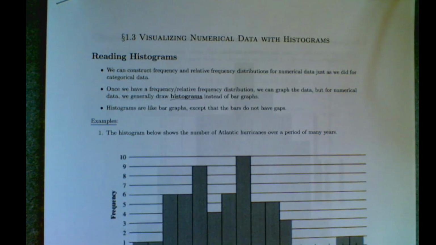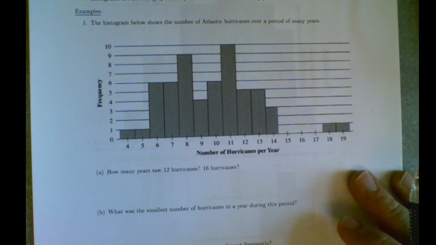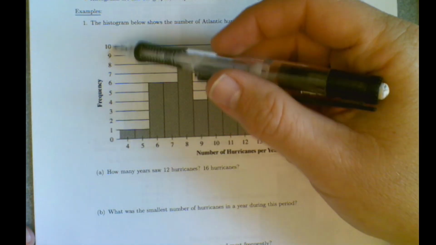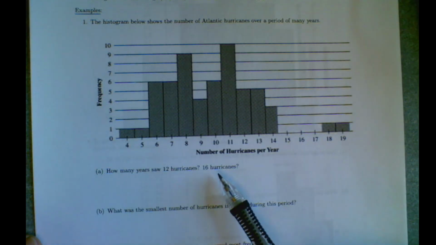So let's just practice reading these. Here's an example. It says the histogram below shows the number of Atlantic hurricanes over a period of many years. So you can see the frequency along the y-axis and the number of hurricanes along the x-axis. And so we're asked all kinds of questions to make sure that we can read the information from the graph. Part A asks, how many years saw 12 hurricanes? And then 16 hurricanes, right?